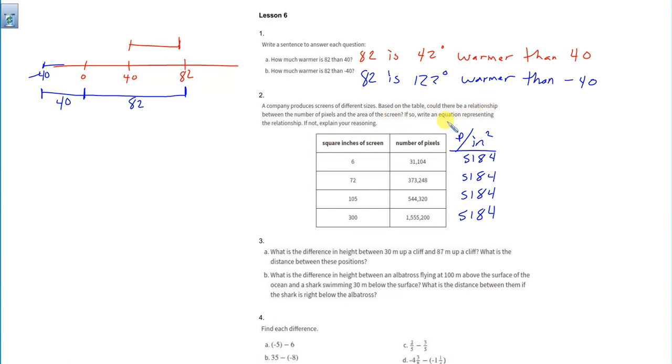and it says if we do have a proportional relationship, write an equation representing the relationship. If not, explain your reasoning. So if we got to write an equation here, let's call square inches i's, and we'll call number of pixels p's. So what would I do to these i's to get p's? I would multiply by my constant, which is 5,184. So that would be, to equal P, I would do 5,184 times I. And that is number 2. A little recap of some of the old things past.